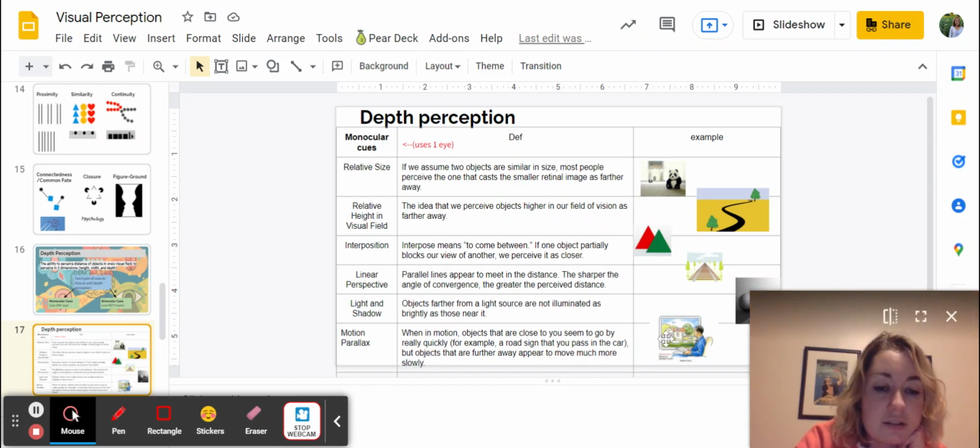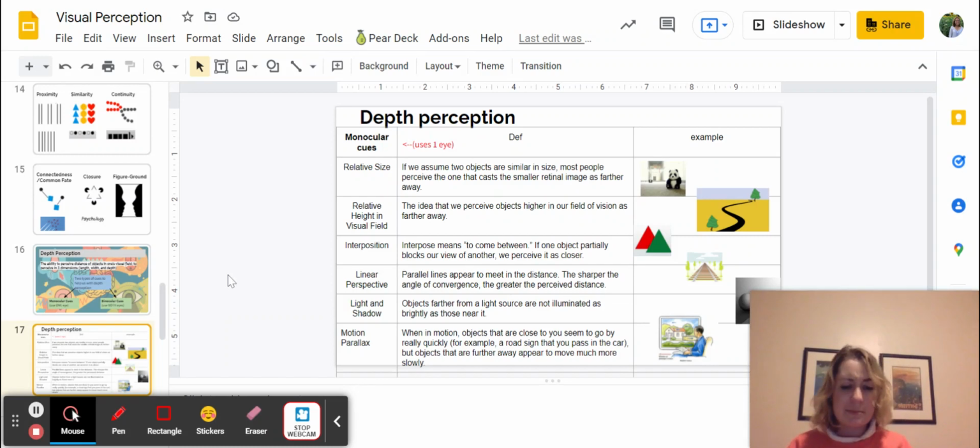Light and shadow, I'm kind of partially blocking this one, but this makes sense in that if something's closer to the light, it's probably closer to you and it's going to be better illuminated and well lit. If something's more dimly lit, it's probably going to be further away.